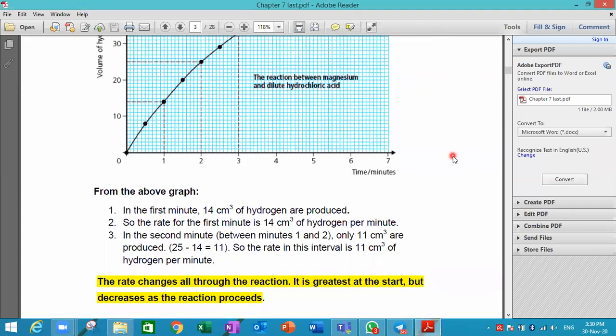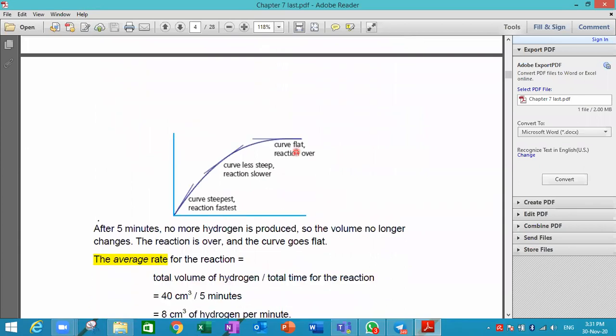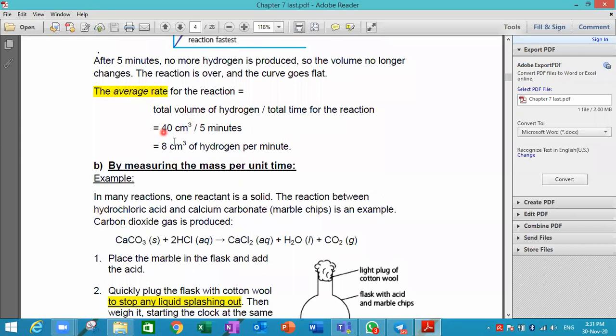So we've seen that the rate changes all through the reaction. It is greatest at the beginning because the reactant still has a high concentration, and then at the end it becomes zero. It decreases with time until it becomes zero. As we see in this graph, the curve is the steepest at the beginning, and then during the reaction it becomes less and less steep until it becomes a flat line. And the average rate from here is 8 centimeter cube per minute.